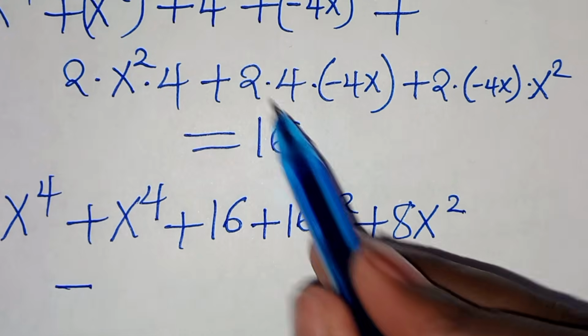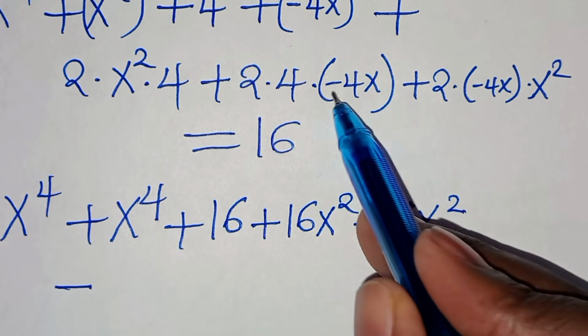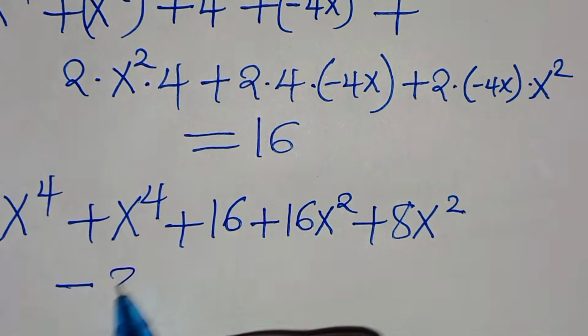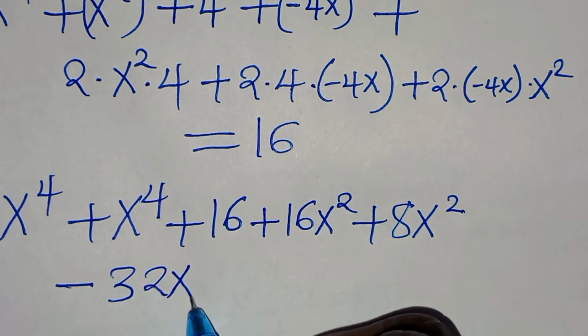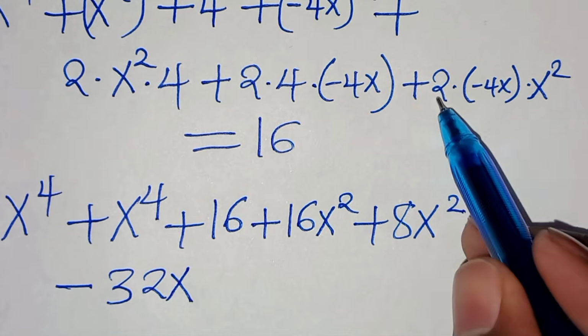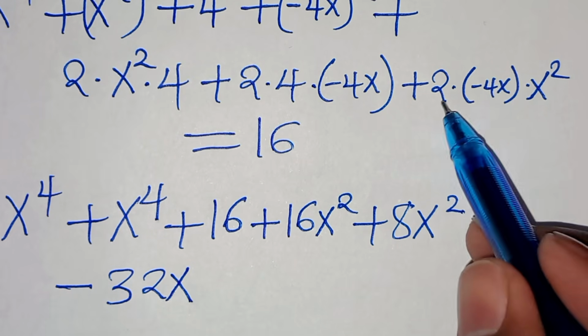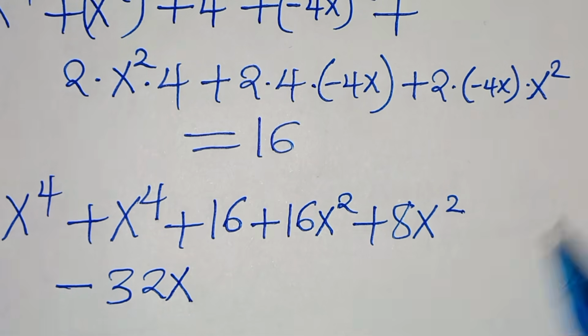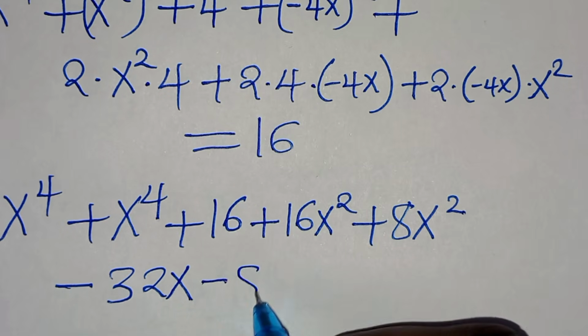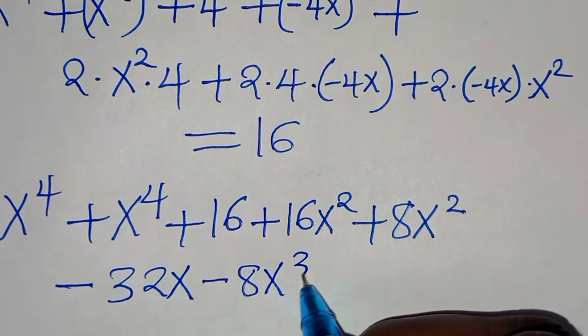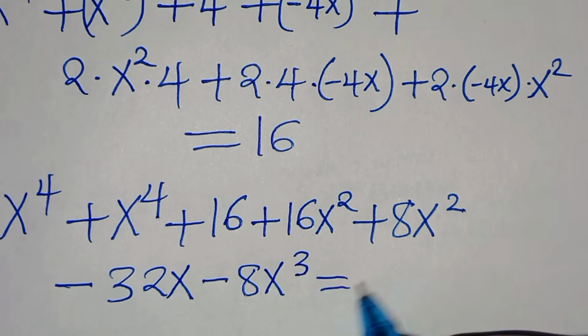Then we have minus, this is 2 times 4, which is 8. 8 times minus 4x. This is minus 32x. Then we have 2 times minus 4x. This is minus 8x times x to the power of 2. So this is minus 8x to the power of 3. Then this is equal to 16.